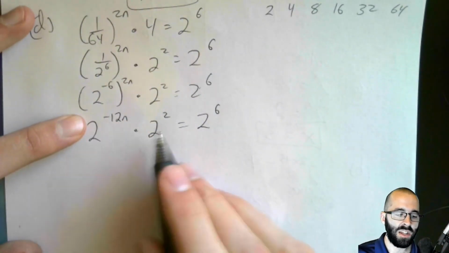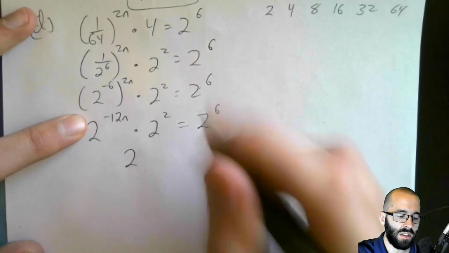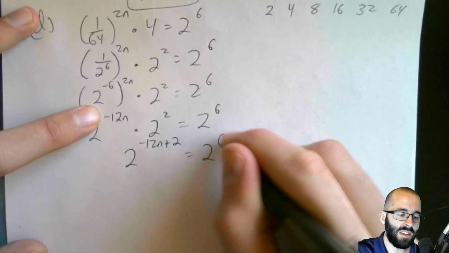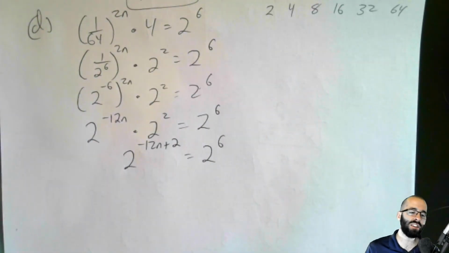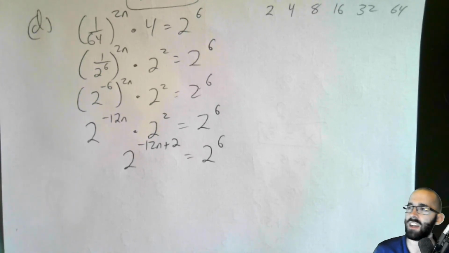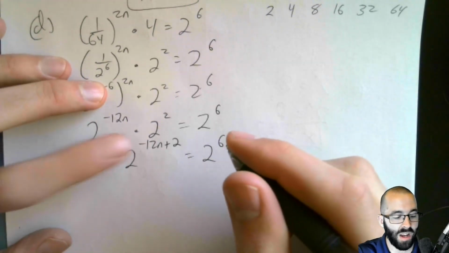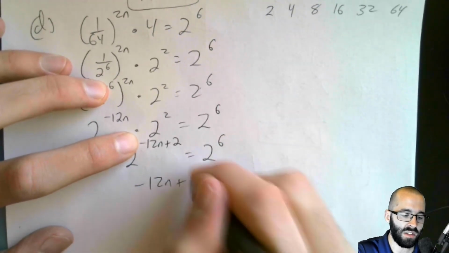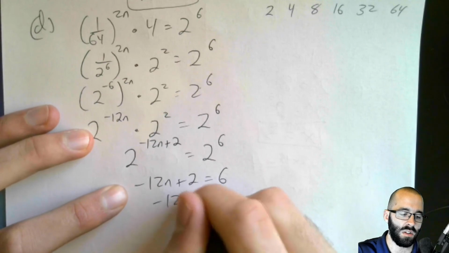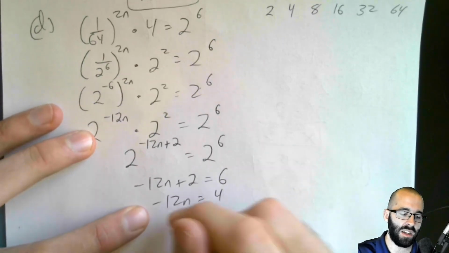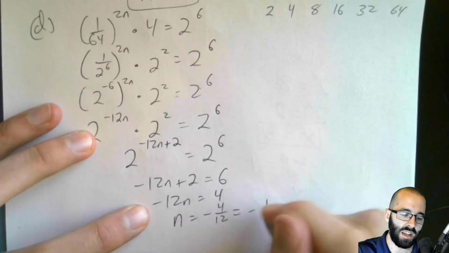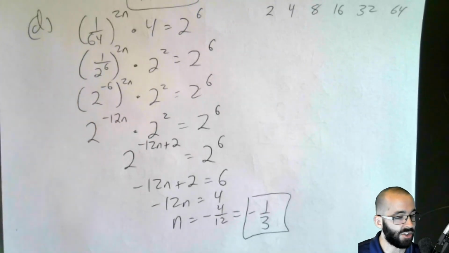Two exponentials multiplied by each other with the same base. Let's add those exponents. 2 to the negative 12n plus 2 equals 2 to the 6th. And finally, we've got two exponential functions equal to each other, which means since they're 1 to 1, let's equate the exponents. So negative 12n plus 2 is equal to positive 6. Solve this equation. Subtract 2 to get 4. Divide by negative 12 to get negative 4/12, which simplifies to negative 1/3. And this should be our answer.